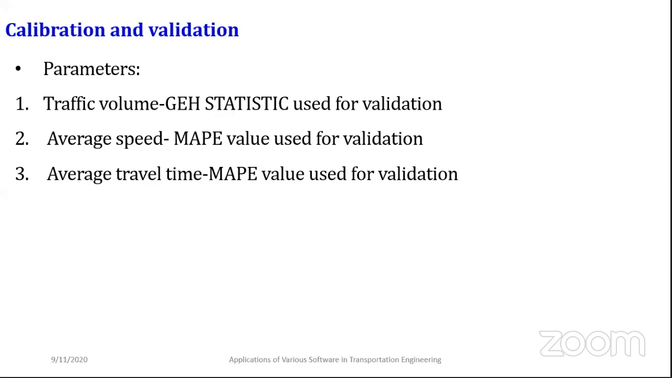Now I'm moving to the major technical part, which is calibration. As I told you, three major parameters we are comparing to replicate the actual field conditions in your simulation model. Traffic volume has to match, speed has to match, average travel time has to match. If it is not matching, again you have to calibrate your model, then you can go for the validation. So basically, for traffic volume we are considering the GEH statistic value. For the average speed we are using MAPE. For travel time we are using the MAPE value.